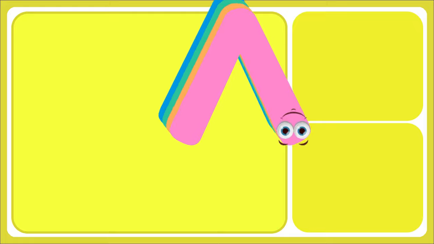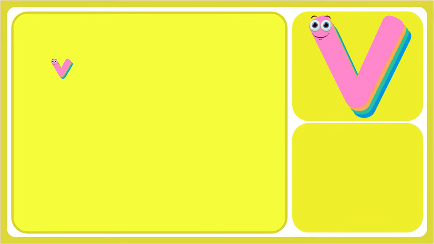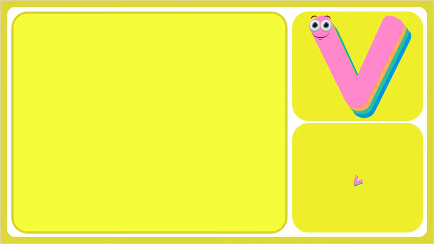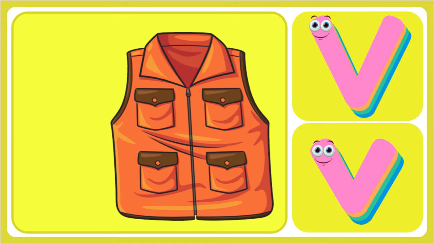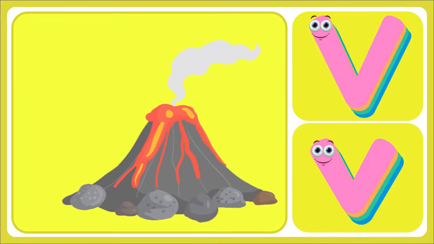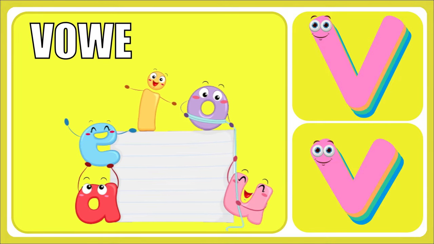Have you ever seen the letter V? Hi, I am letter V and my sound is ba, ba, ba. And the words that start with me are west, ba ba west, volcano, ba ba volcano, vowels, ba ba vowels. Today we will learn alphabets and their sounds.